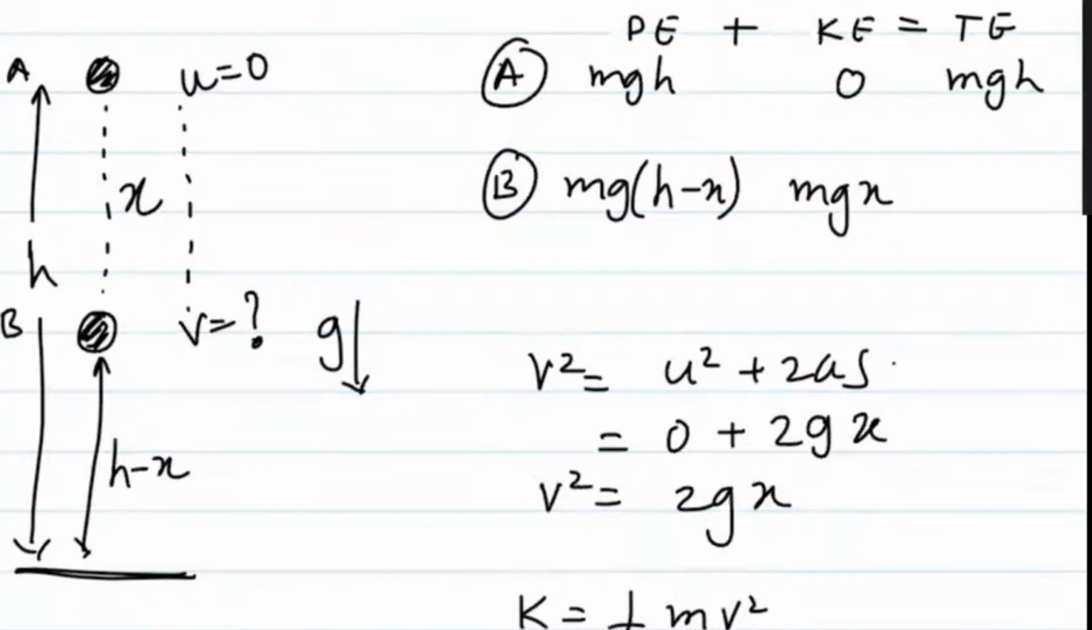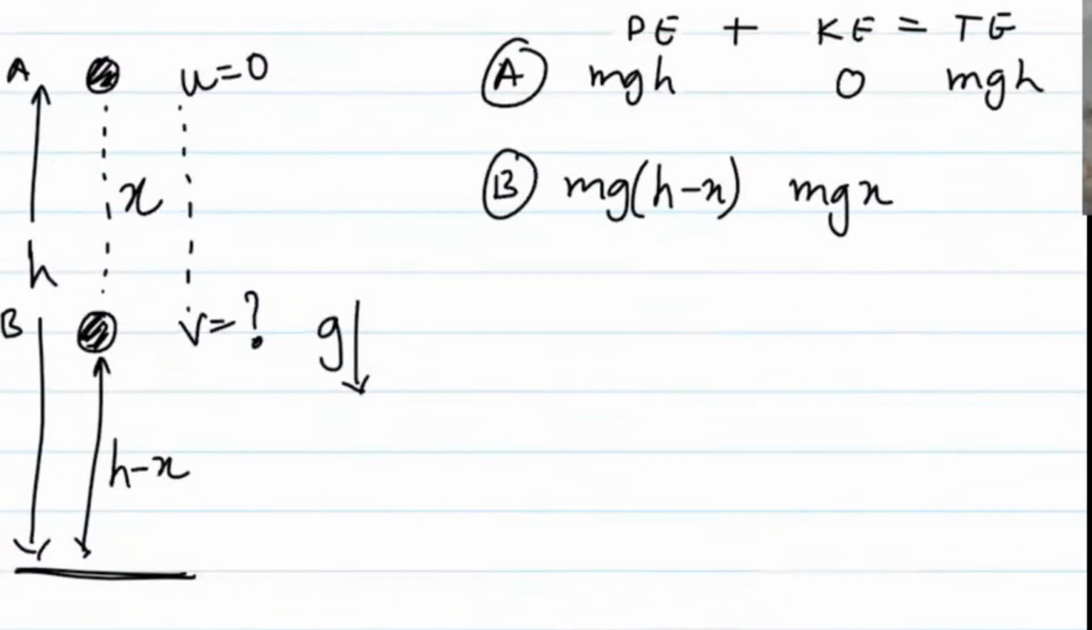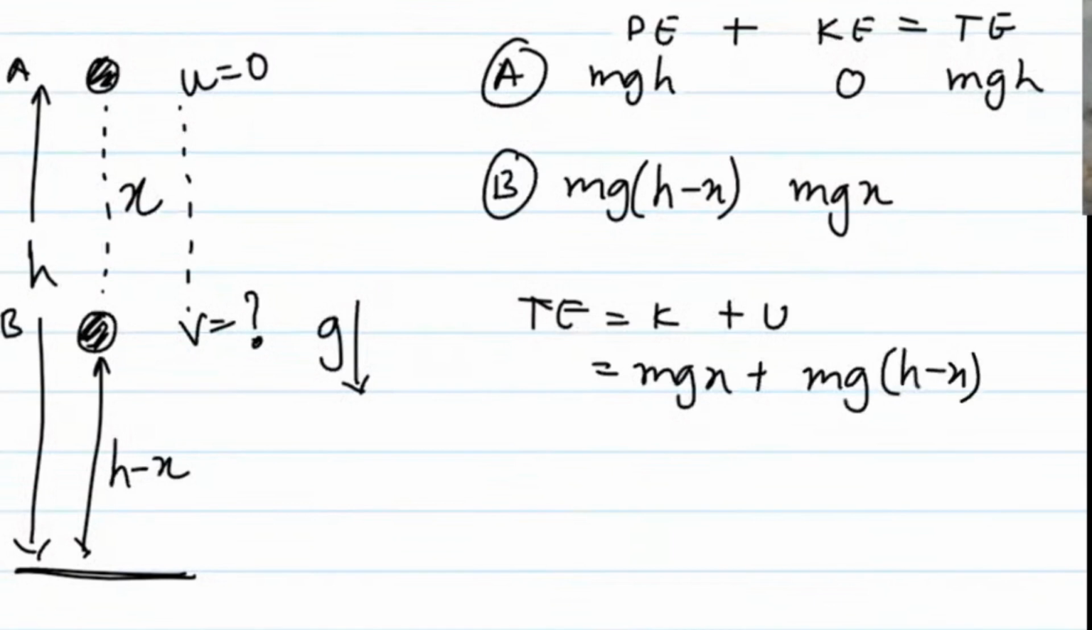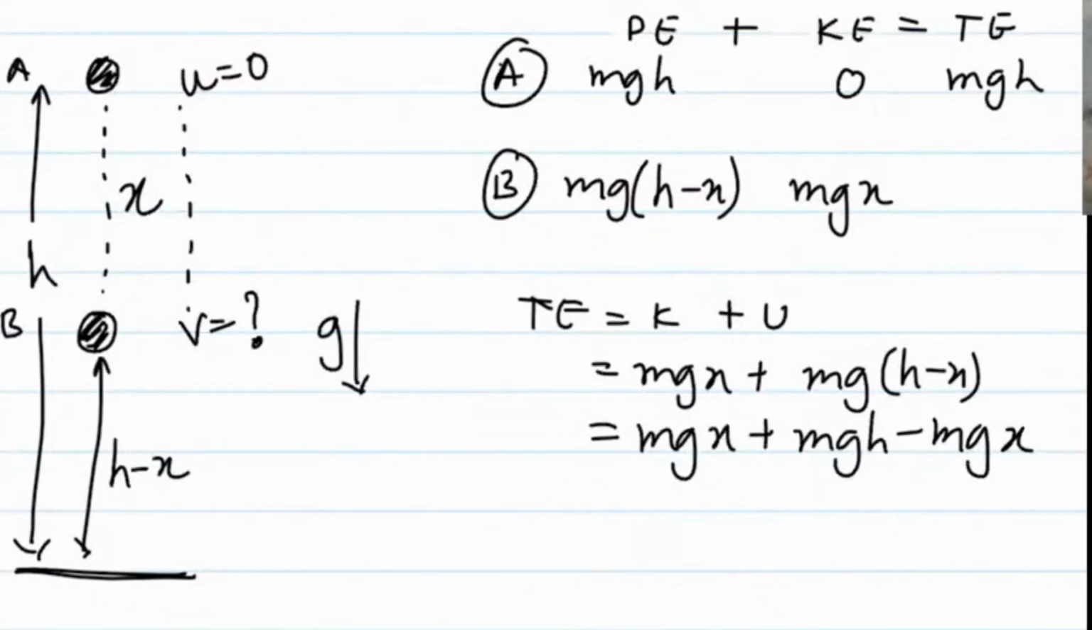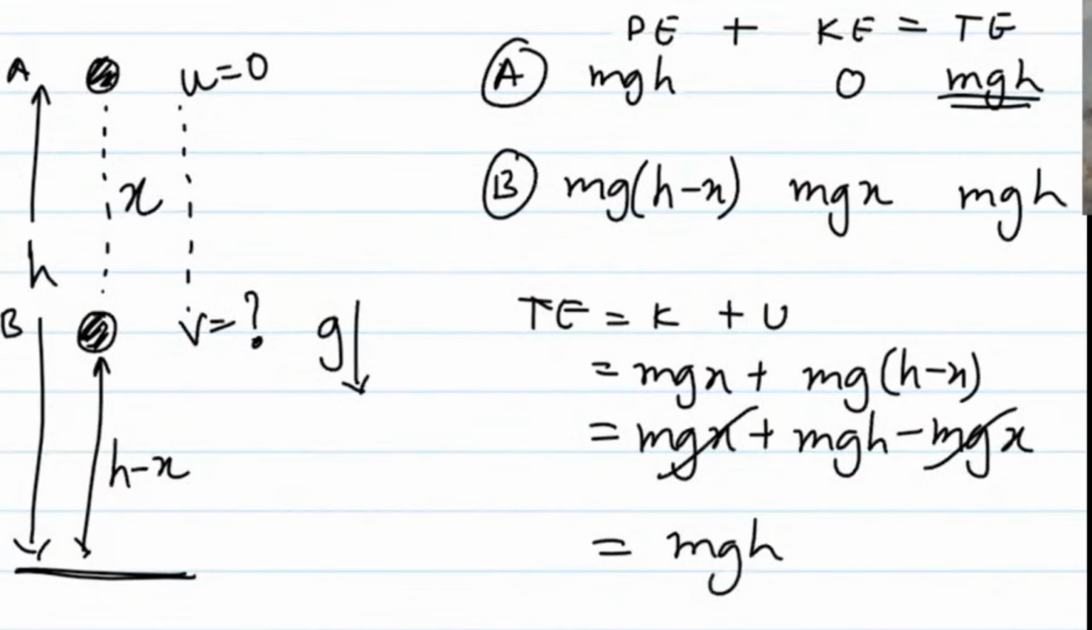So now what is the total energy? Total energy is again kinetic plus potential. So kinetic is mgx, potential is mg(h minus x). So that is mgx plus mgh minus mgx. Cancel, it is mgh. So that's the same as it was over here.